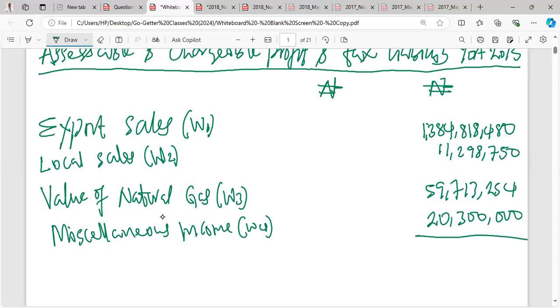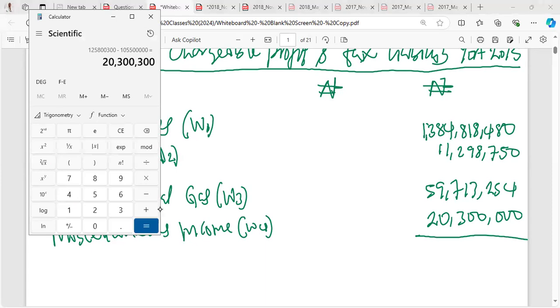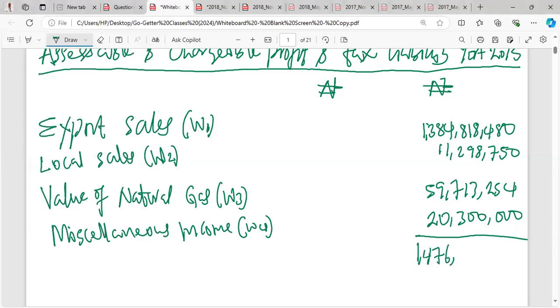You sum them all and you now add them. So let's say I will take it from up to down, from down to up. So this plus 59,713,254 plus 11,298,750 plus 1,384,818,480. That gives me 1,476,000,000. Let's write that one. 1,476,000,000. 130,784.